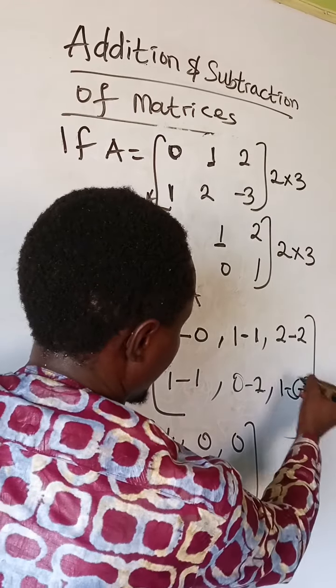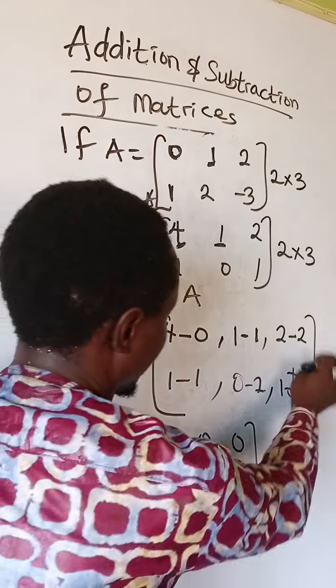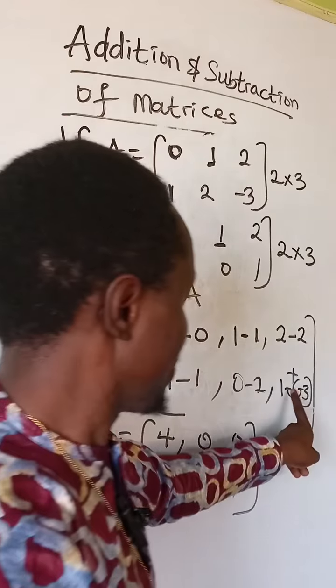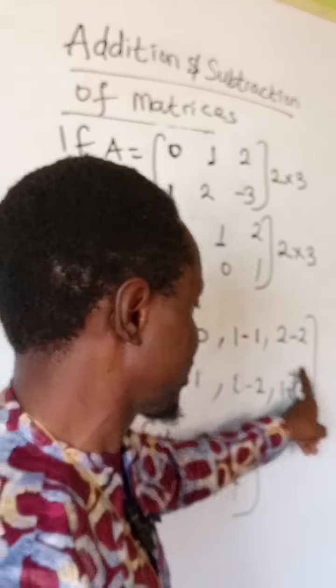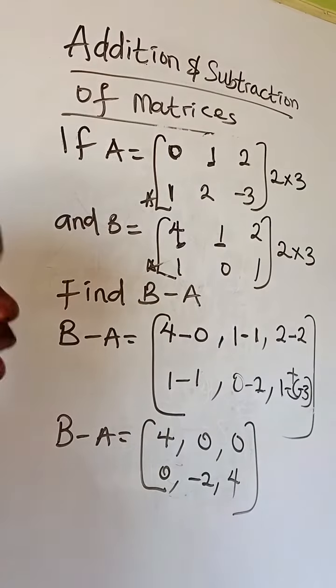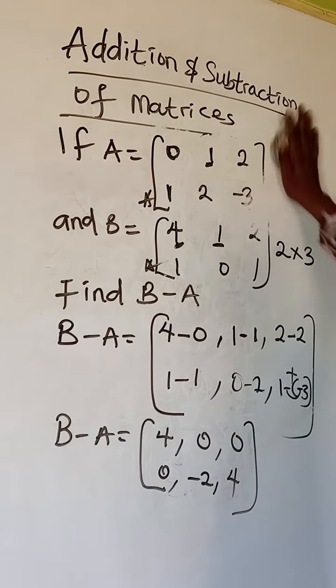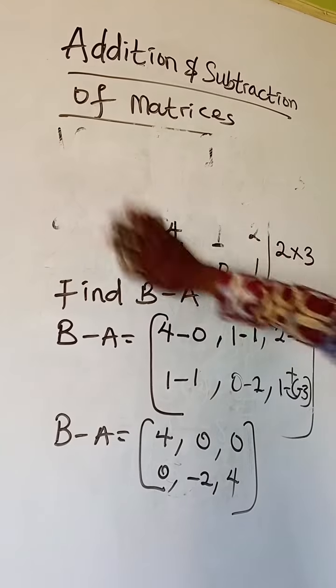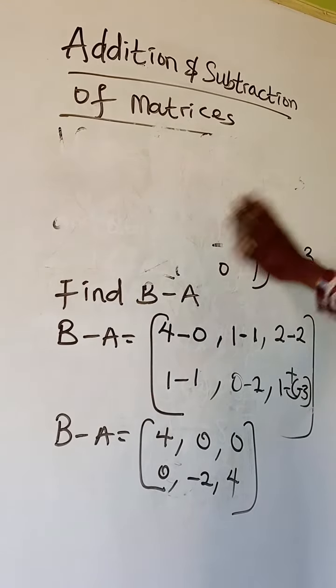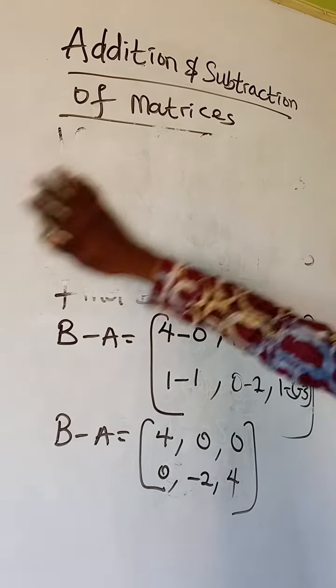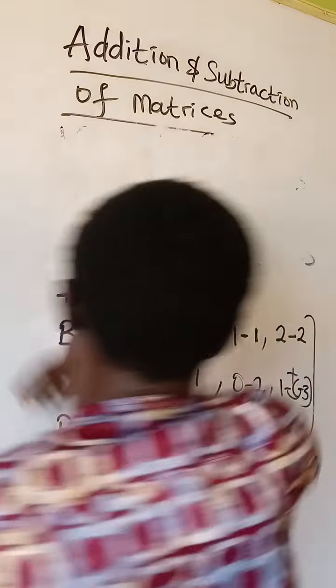And here we have addition. 1 plus 3 we get 4, because minus times minus will give us addition. So this is our answer. But let's see in a case whereby the number of rows and the number of columns are not the same. Let's see if we can solve a question like that.